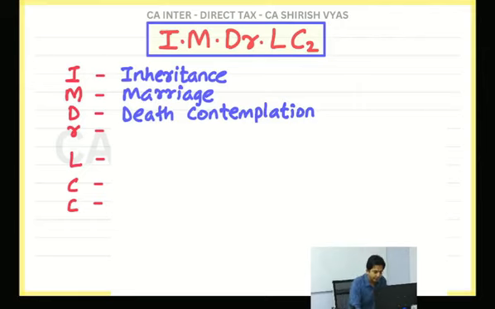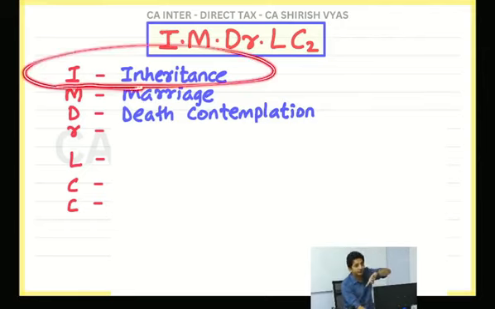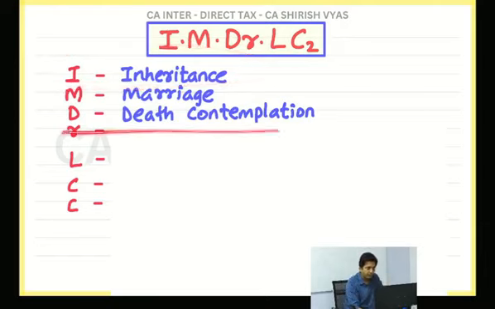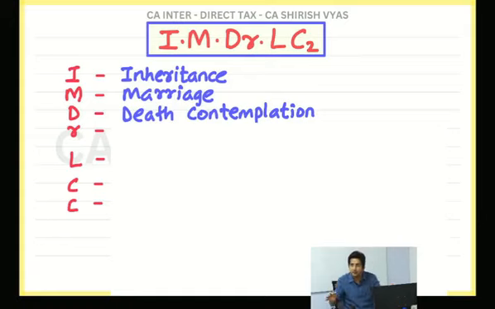In short, see, the difference is what you know. In inheritance, you are getting after death. But here you are getting before the death. But in contemplation of the death. Contemplation means in expectation of the death that you are going to die. But both are death related. So whether it is after the death or before the death, death related gifts are exempt. Marriage gifts are also exempt.